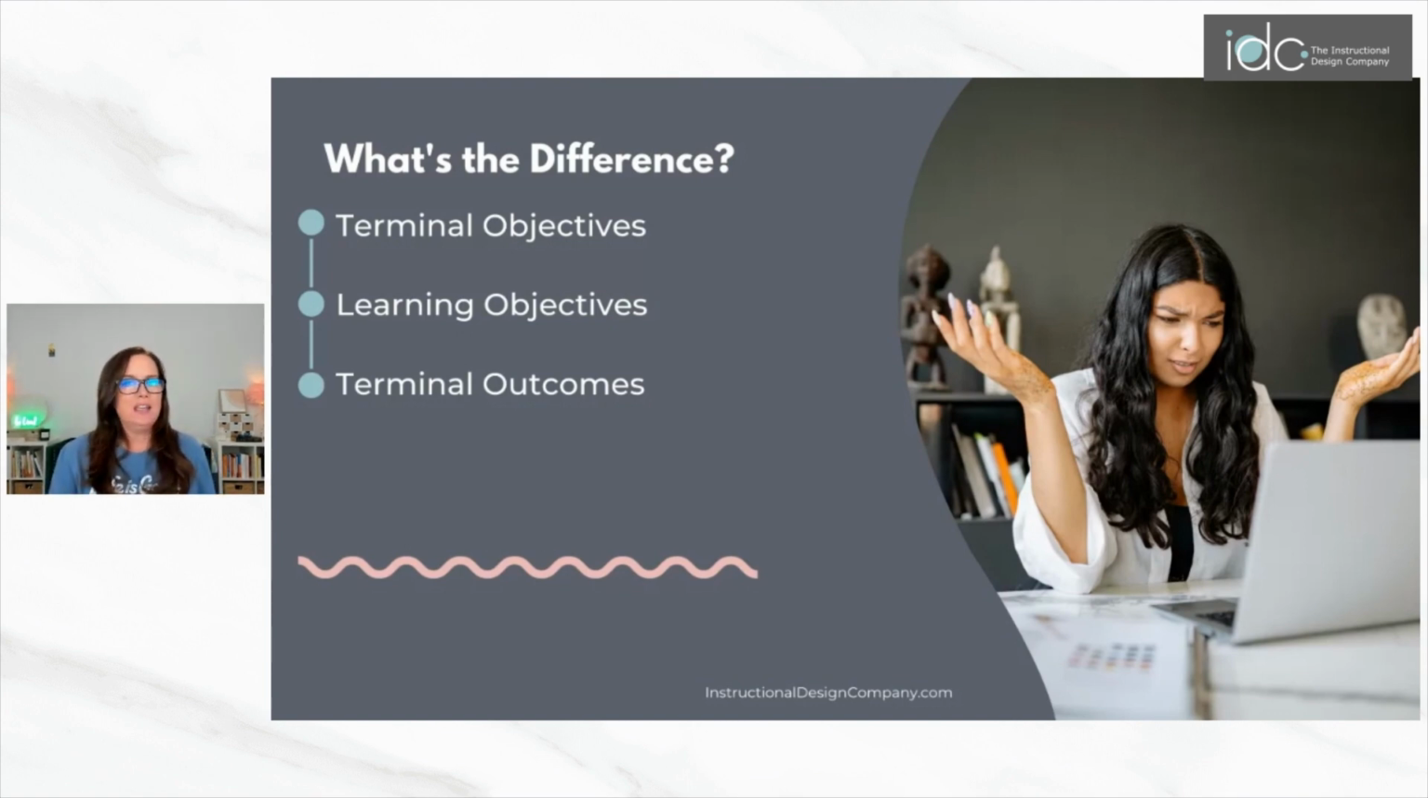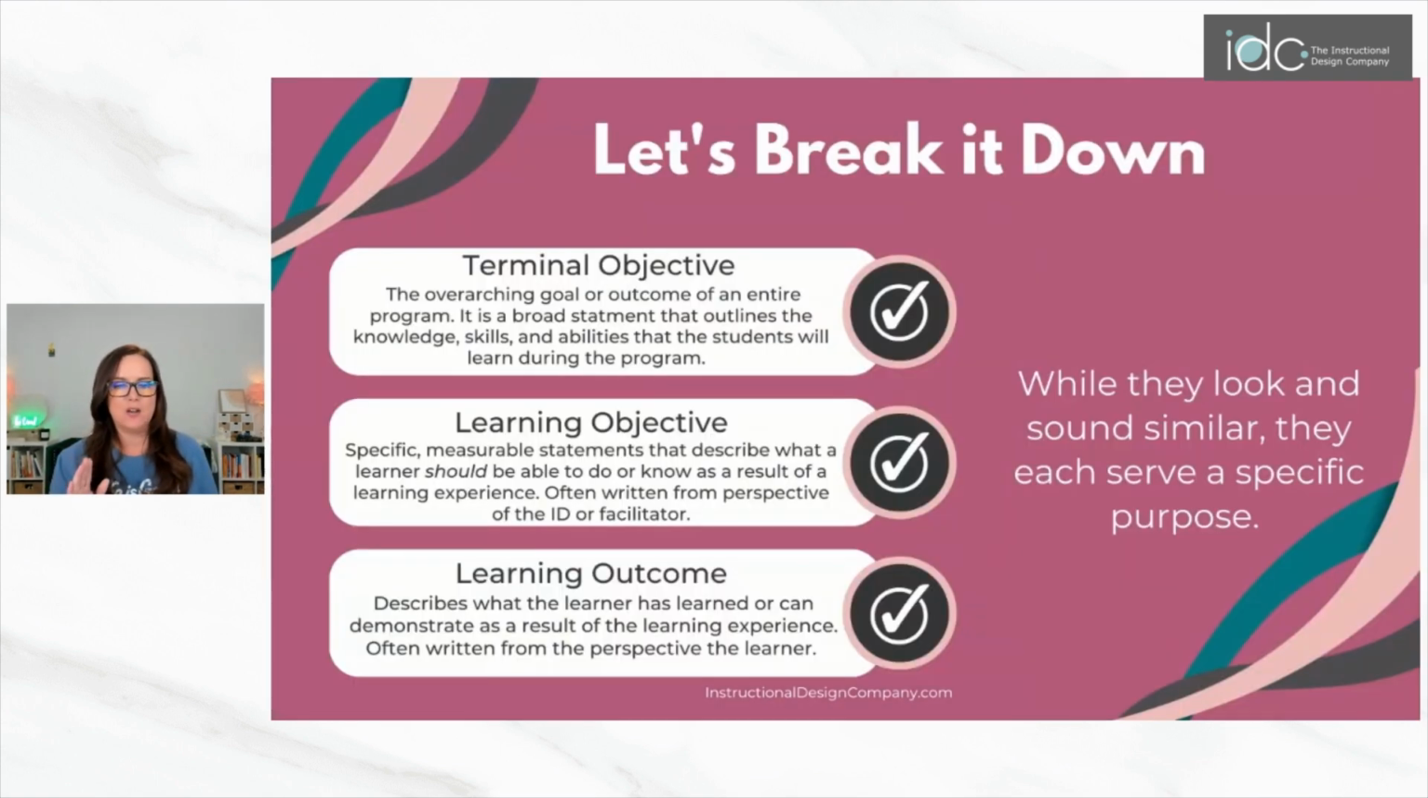Now, it's really easy to see the difference between terminal objectives and the others, but where it gets confusing, even for seasoned instructional designers like me, is the learning objective versus the learning outcome. The reason it gets confusing is that they're almost written the same, but it's really the lens you're looking through that is different. So we're going to talk about the different lenses that you look through. We're going to go ahead and jump in and get started.